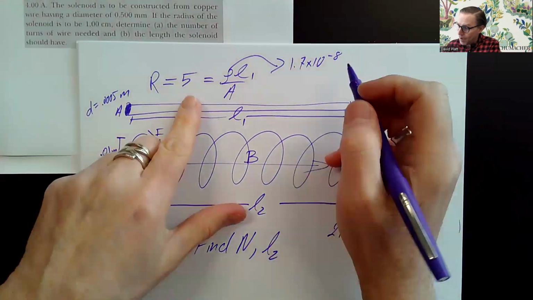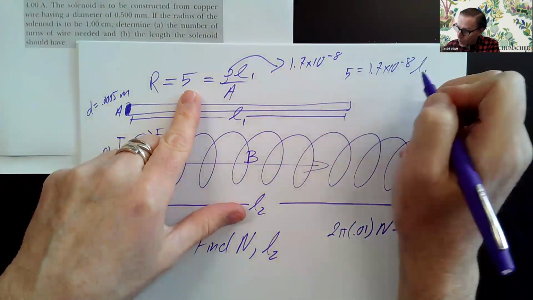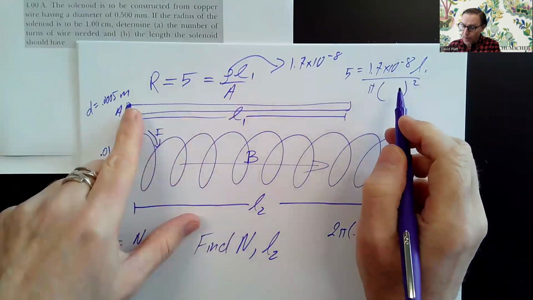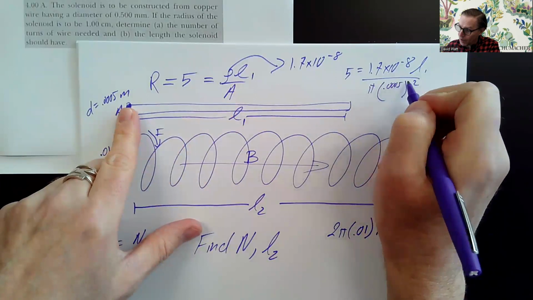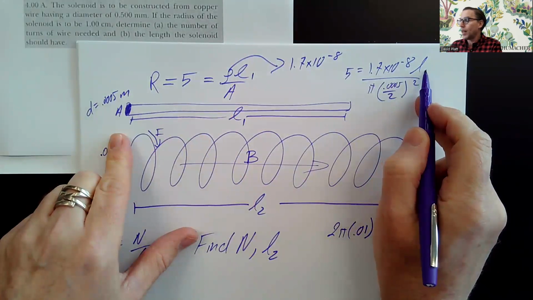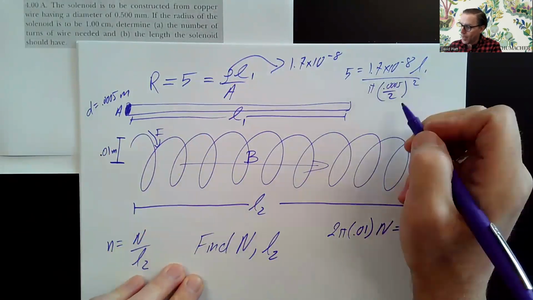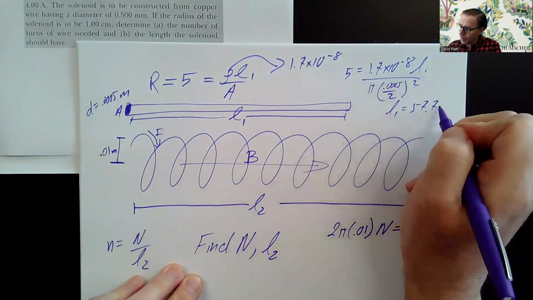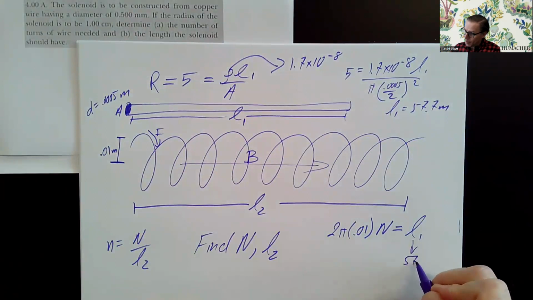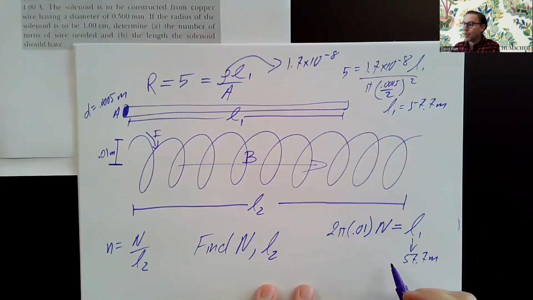Okay, so I'm going to say 5 equals 1.7 times 10 to the minus 8th times L1 over A, which is pi r squared. And the radius is 0.0005 over 2 because they gave me the diameter. That's easy to solve for L1. And when you do that, you get 57.7 meters. So stick that into your calculator. L1 equals 57.7 meters. That's a long way. And then we just stick that into this equation and we find capital N.